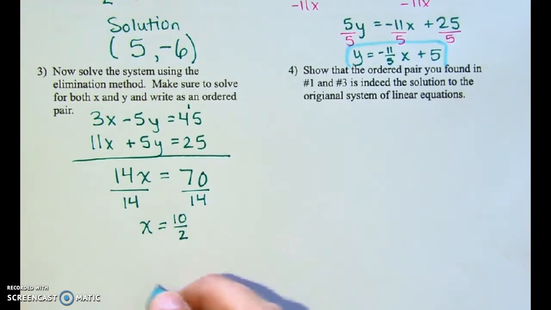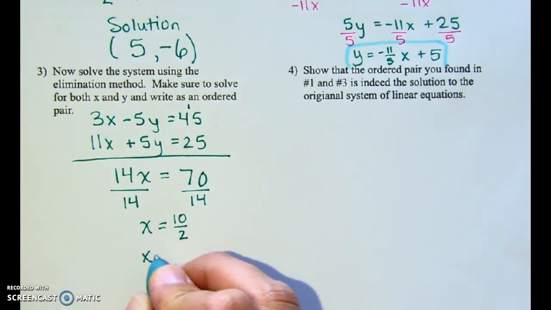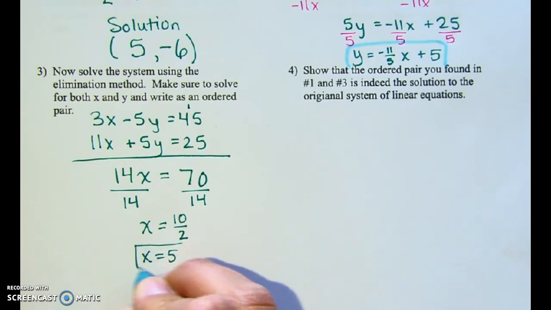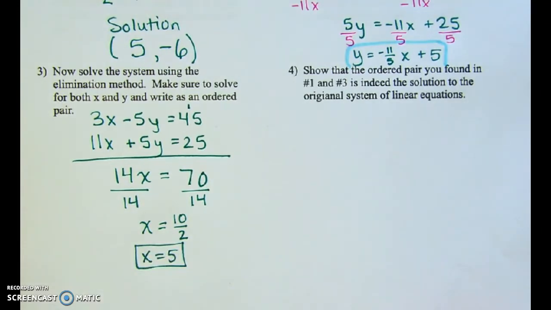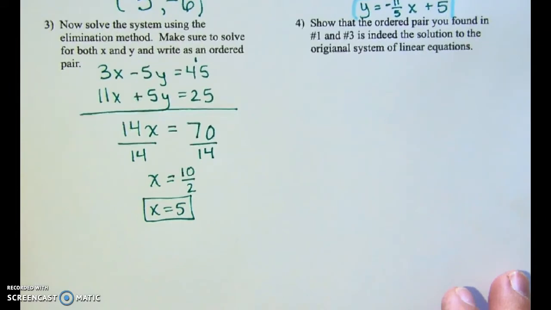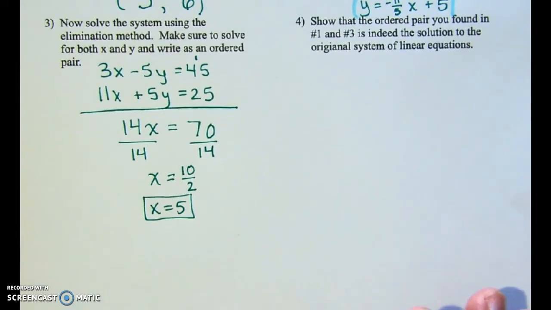What's 10 divided by 2? 10 divided by 2 is 5. I'm going to circle it because I know it's one of the answers. How do we find the second answer? How do we find the y? Do you remember how to do that?